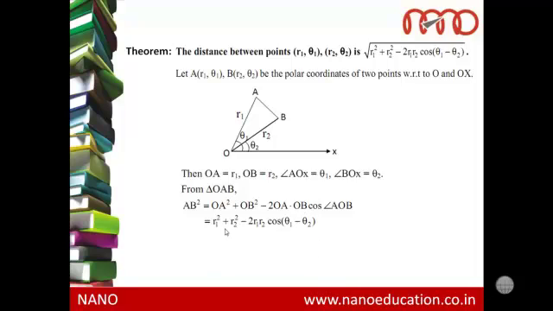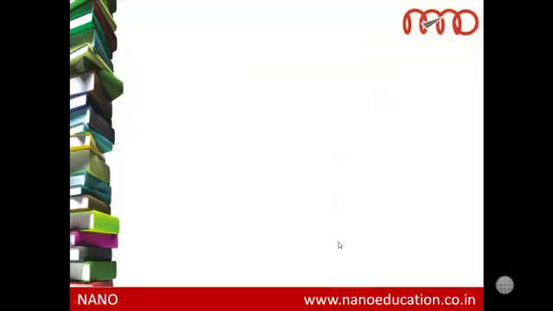which is in turn equal to r1 square plus r2 square minus 2 r1 r2 cos(theta 1 minus theta 2). Therefore AB is equal to the square root of r1 square plus r2 square minus 2 r1 r2 cos(theta 1 minus theta 2). This can be used as a distance formula in polar coordinate geometry.